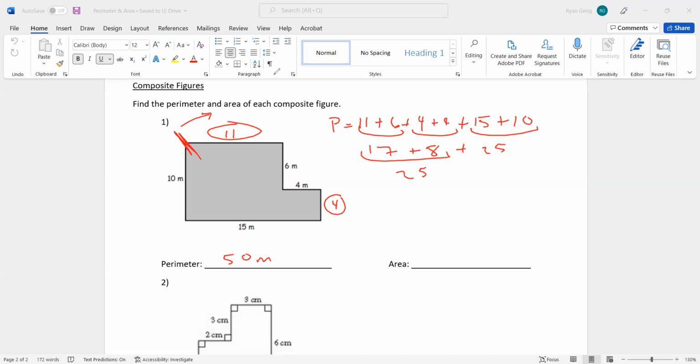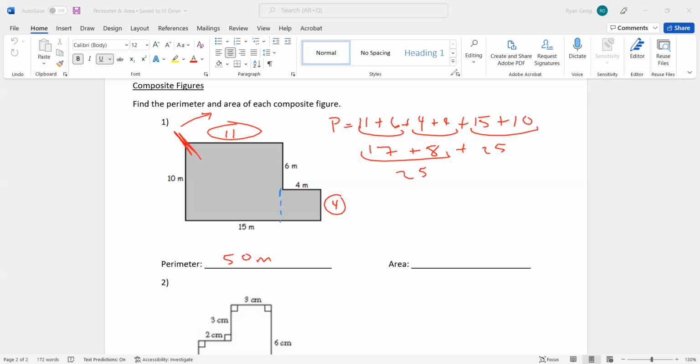Yeah, just making sure I did my math right. 17, 21, 25. Yep. Okay, we're good. The area can be done multiple different ways. I don't want to take a ton of time, but I do want to show you that there's multiple ways of doing this. Okay. The one that a lot of people are going to do is this one right here.